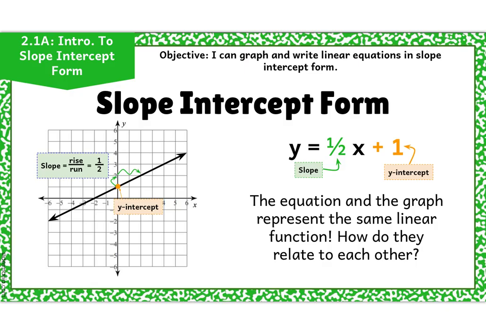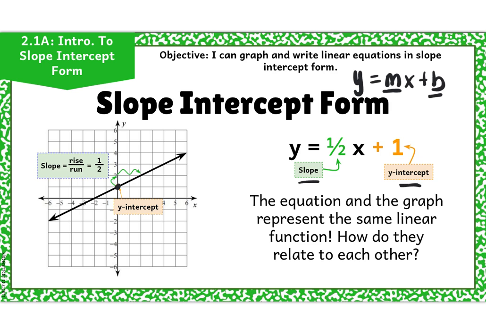Slope-intercept form is a special format of writing linear equations. We use it with y equals mx plus b. M is a number known as the slope. B is the y-intercept, and the y-intercept is a specific point on the graph that crosses the y-axis, as in this example.